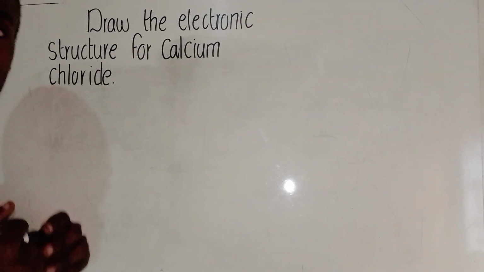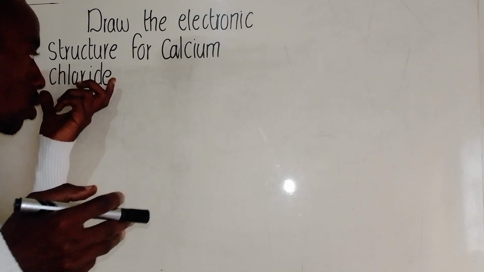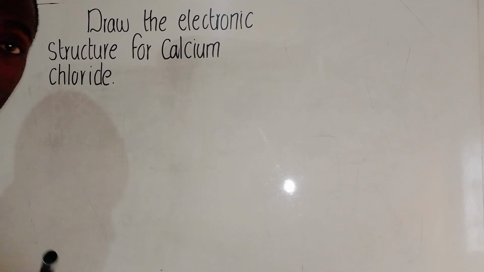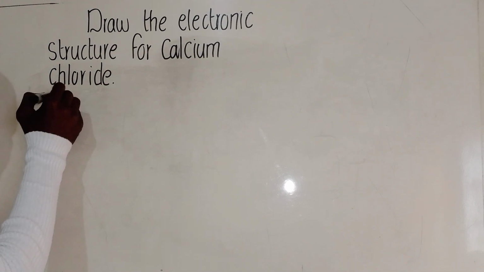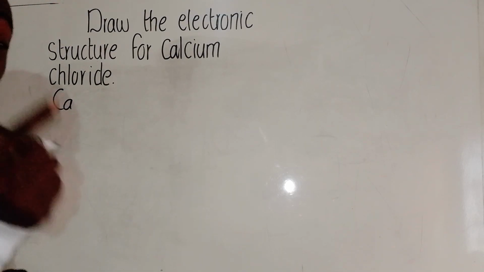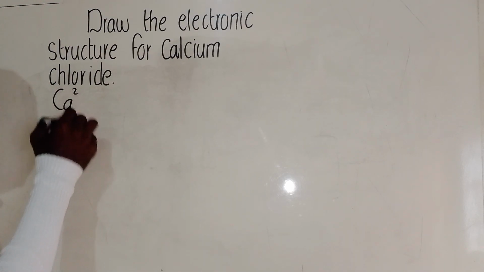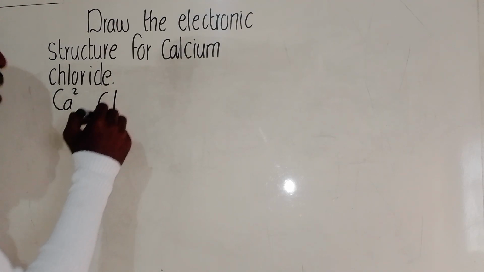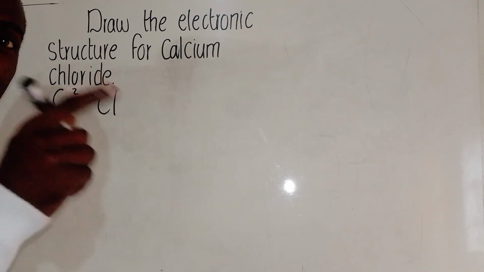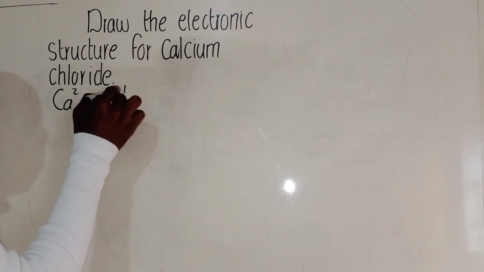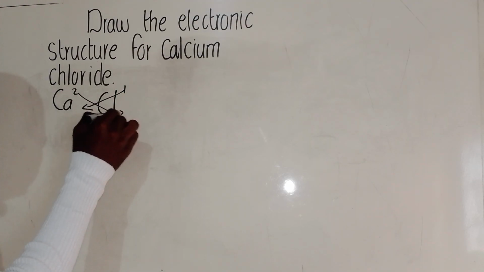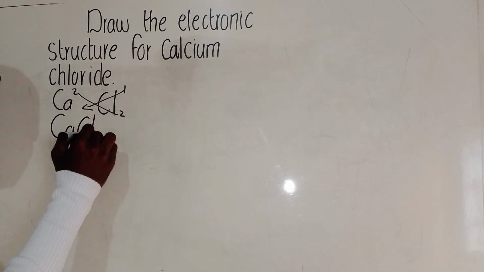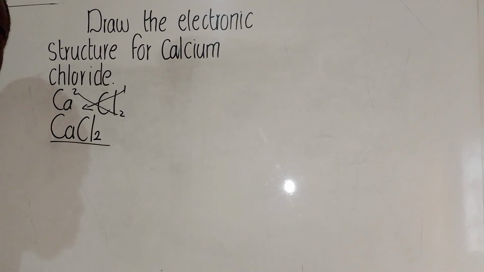Non-metals receive electrons. So if you want to answer this question, the first step is you need to draw the chemical formula. Calcium has this symbol here and is found in group 2, meaning it has a valency of 2. Chloride simply means chlorine. Chlorine is found in group 7, meaning it has a valency of 1. So this one will come here, these two will come there, meaning that the chemical formula will be like this.